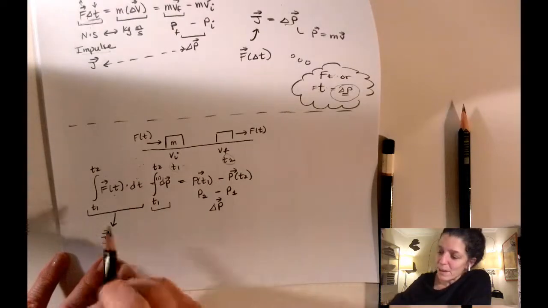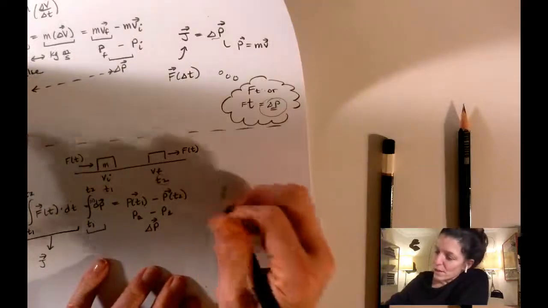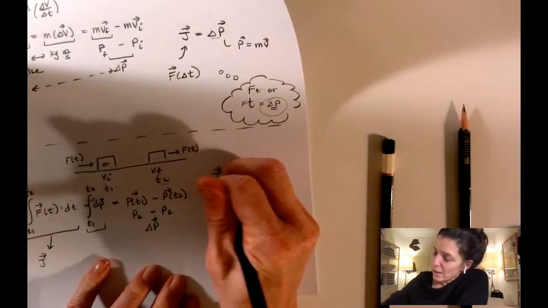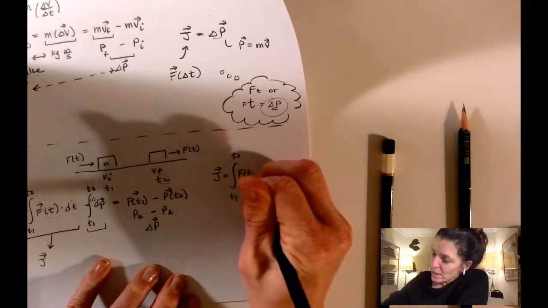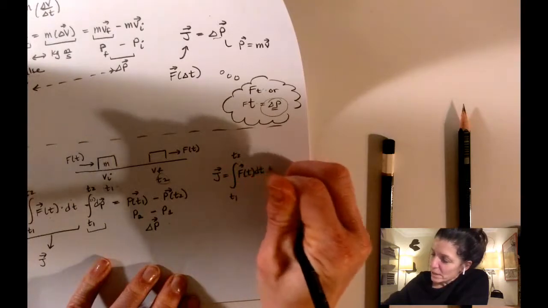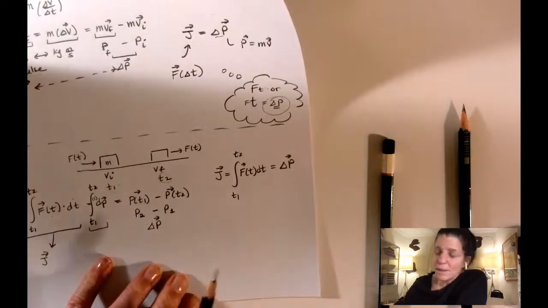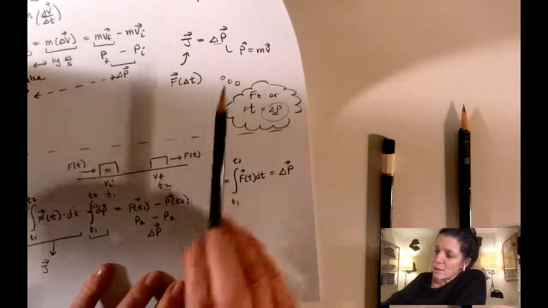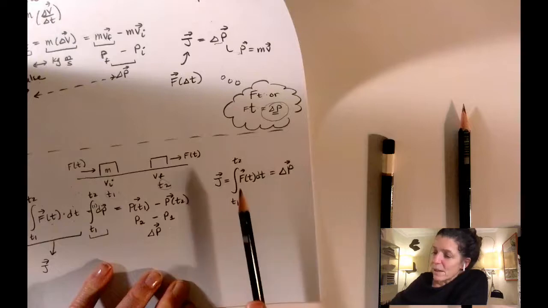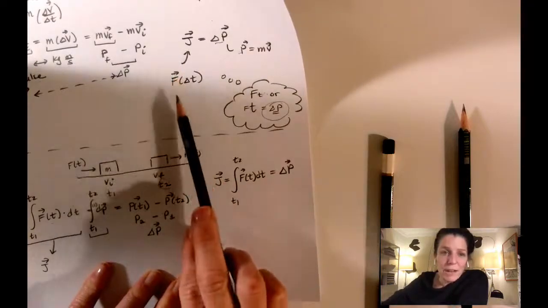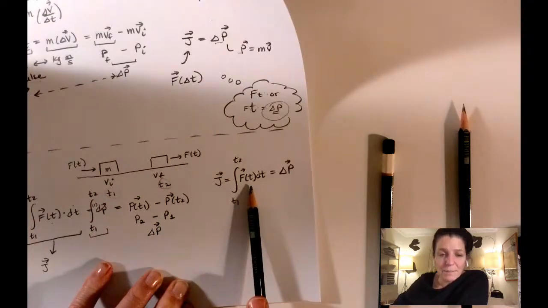That's the straightforward part. The part we're going to have to evaluate is this part. So I'm going to write this equation over here on the side again. J equals the integral from t1 to t2 of F of t vector dt equals, just like in the other case, delta p. So the delta p side of our equation is the same, but the way we calculate the impulse is what's different. A constant force times a time, when it's constant, becomes an integral when it's not.